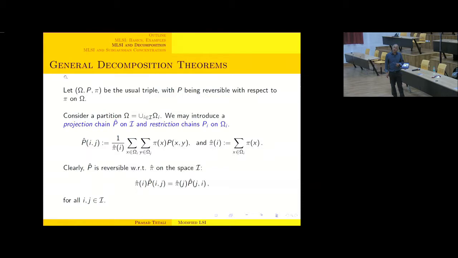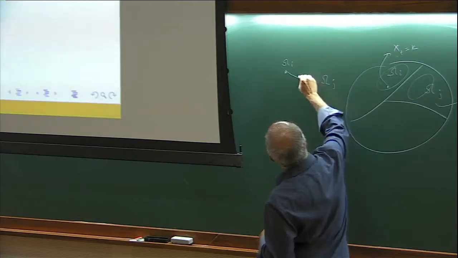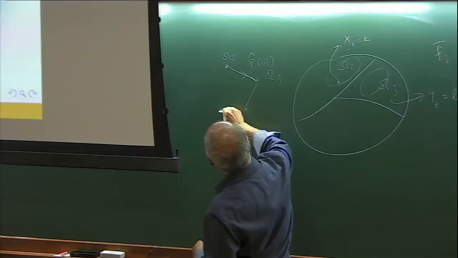So you do as before, you partition the state space like on this board into a bunch of parts and introduce a projection chain. Okay, the way to think of the projection chain, so remember in the projection chain we think of each part as a single vertex and we identify p hat ij.